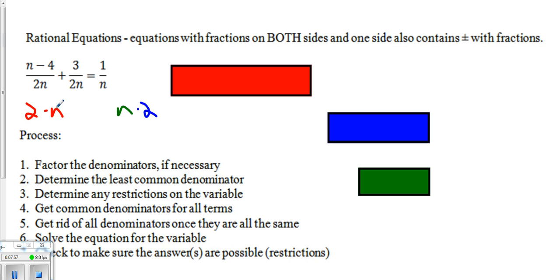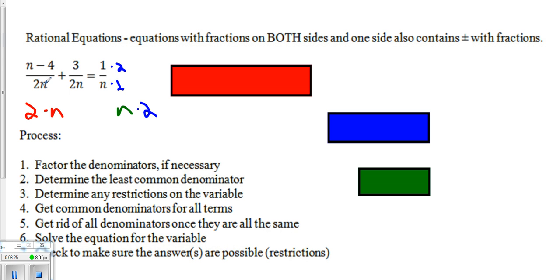It needs that 2. It's missing the 2 from over here, which means I have to multiply the top and the bottom by 2. When I do that, this denominator becomes 2n, which is the same as these denominators, which means we no longer need to worry about that denominator. We can essentially cross it out and ignore it. Before we do that, though, leave that there, we're going to determine any restrictions.